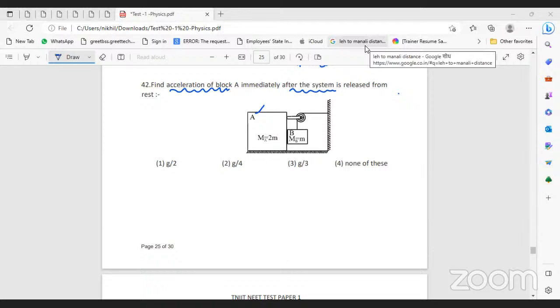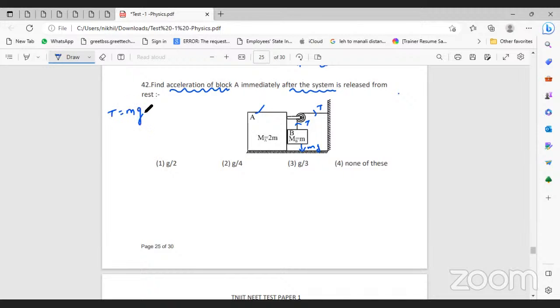Now, how to find the acceleration of the system? Now this wire is carrying some tension T. So the tension T should be equal to M into G, right? So tension should be equal to M into G. Now, the system is moving with some force downward because it is released. So it is moving downward with some acceleration A. So definitely mg should be more than T.